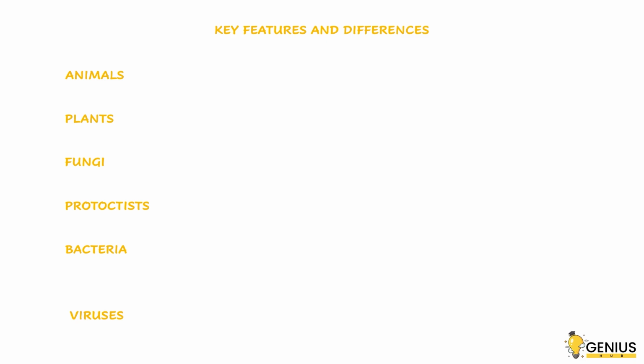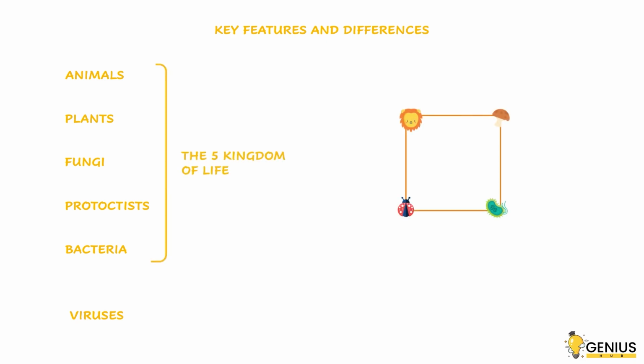If we set viruses aside for now, the remaining 5 groups form the 5 kingdoms of life, which classify almost all living organisms. However, viruses stand apart because, as we'll discuss later, they are not considered living organisms and do not belong to any kingdom of life.